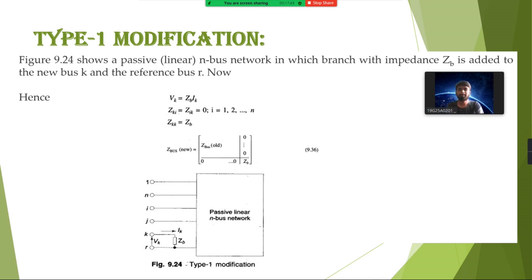it is a passive N-bus network on which a branch with impedance Zb is added from the new bus k to the reference bus r. Now we will get the new ZBus like this, with an extra line of matrices in the circuit, as we are adding the ZBus in between r and k. This is the first modification.